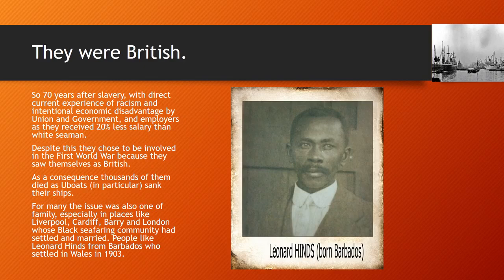For many, the issue was also one of family, because many of them had settled in Liverpool, Cardiff, Barry and London. People like Leonard Hines from Barbados, who settled in Barry in South Wales in 1903, and by the start of the First World War already had 6 children, all born in Wales, to his white wife who was born in Gatligear in the valleys.